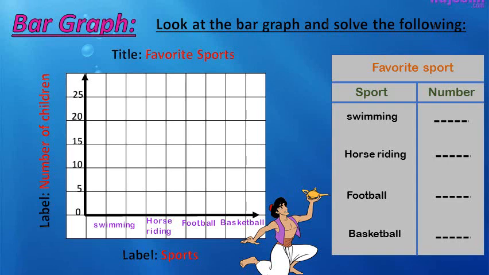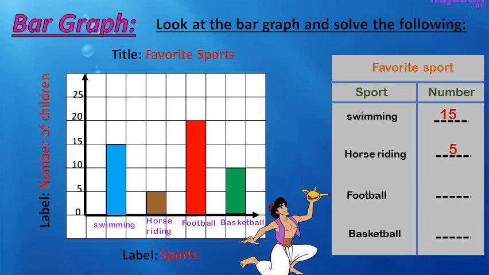Let's fill in the table we have here. I'm going to look first for the swimming sport, and I'm going to collect my data from the graph. How many children prefer the swimming sport? Yes, 15 children prefer the swimming sport. What about the horse riding sport? Yes, let's go to the graph. The horse riding sport, 5 of the children prefer it.